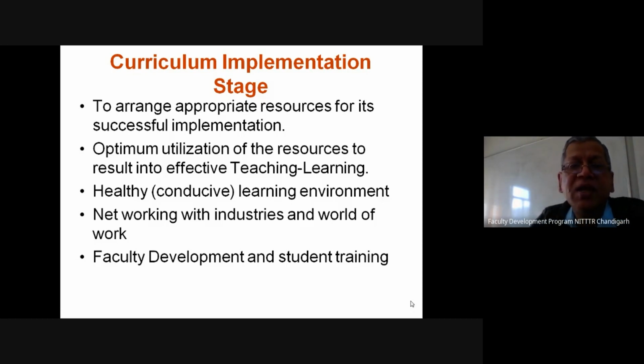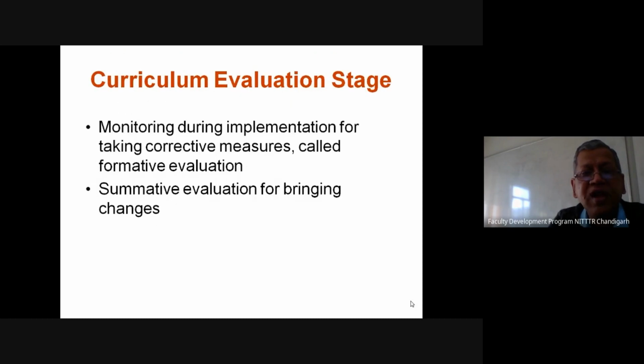So implementation, my friends, is to be carried out by our clients. And we have to keep in mind that we arrange the resources, and whatever resources are available, we utilize them, interact with the industry, and create a good learning environment and training of faculty. That is very, very important. Okay, then my friends, we come to the last stage.